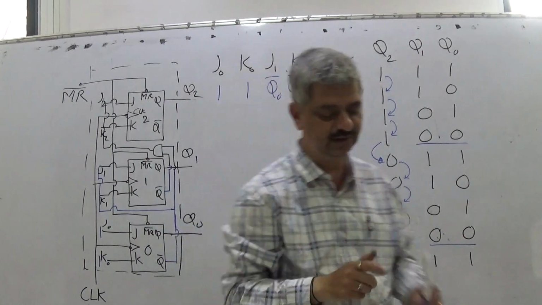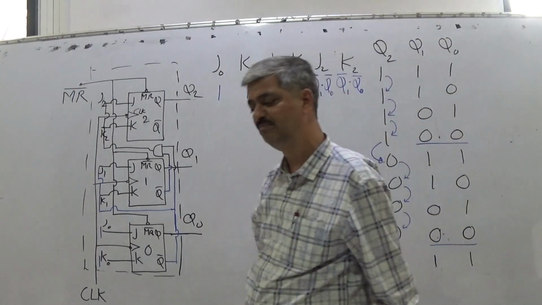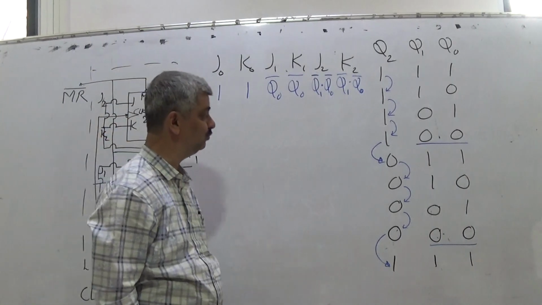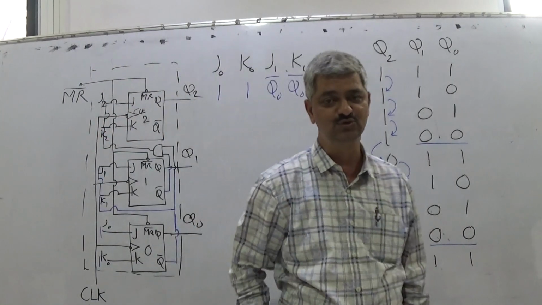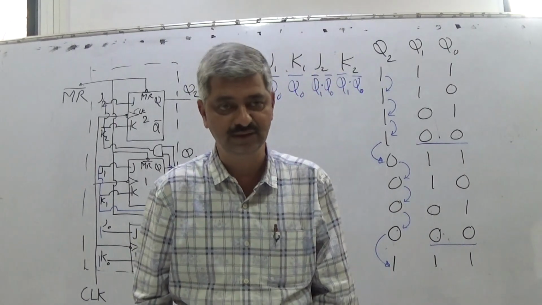So inputs J2 and K2 are Q1 bar and Q0 bar. This will be a down counter.